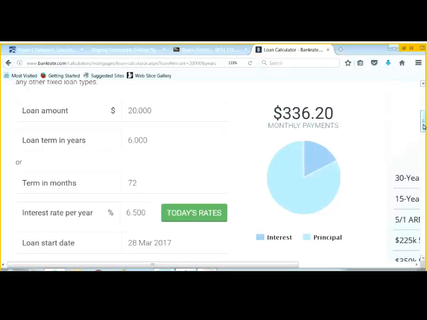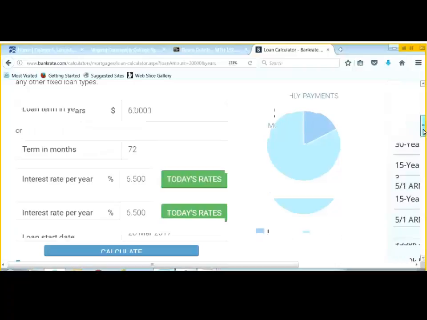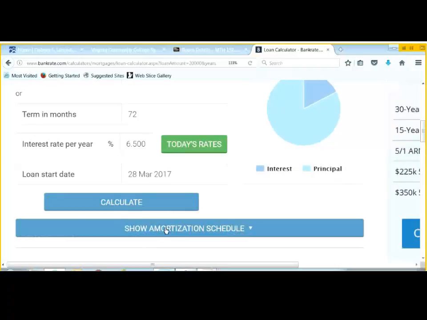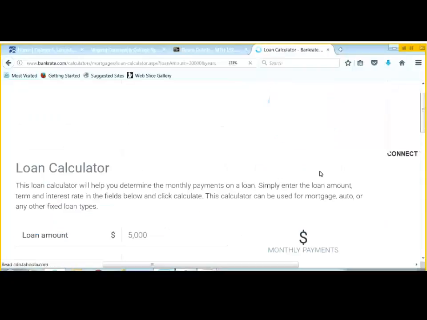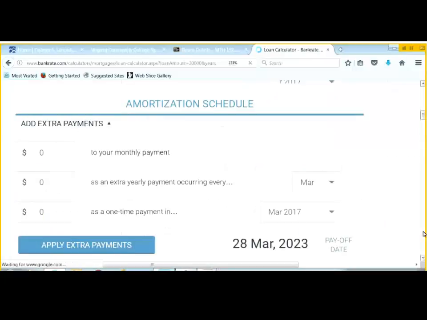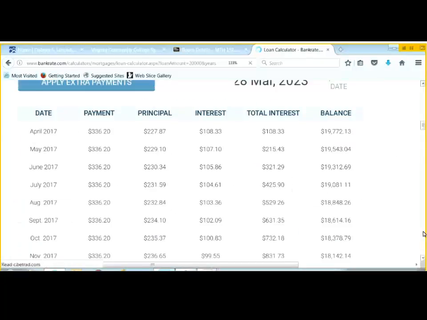Besides figuring out your monthly payment, if you go down, it says show amortization schedule. It's a big word. Basically it just shows you how your balance, how much you still owe on the car, varies with time. So if you said after a year I want to pay the loan off, you'd know what that value is. So we do that. It says show amortization schedule, and what you'll see is like a spreadsheet.